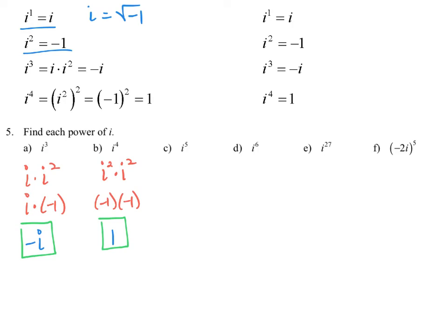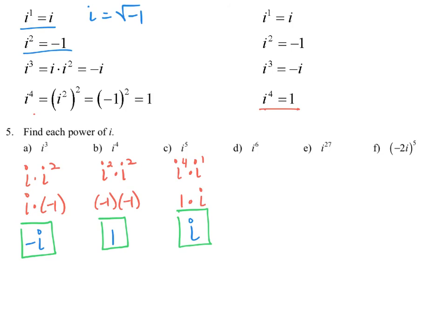Now let's look at higher powers of i. For example, i to the fifth. Well, i to the fifth is the same thing as i to the fourth times i to the first. And i to the fourth, we know from the previous example, is equal to 1. So this is the same thing as 1 times i, or i as our final answer. i to the fifth is the same thing as i.